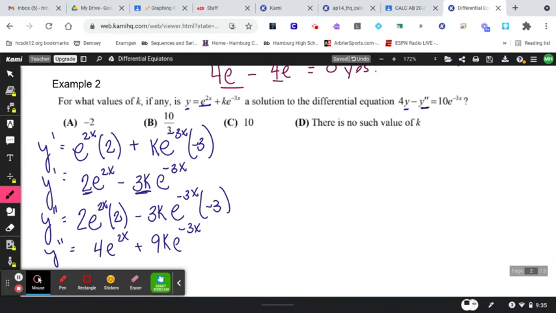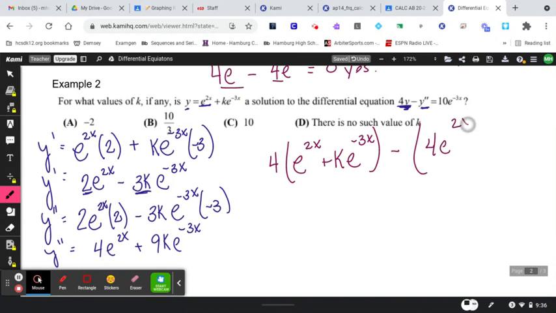And then I'm just going to carefully substitute that in. So I'm going to do 4 times the y value based off that function. So 4 times the y value, e to the 2x plus k e to the negative 3x, minus the second derivative. I'm just going to put that in parentheses because I have to distribute that negative. And is that equal to, I'm kind of running out of room here, 10e to the negative 3x.